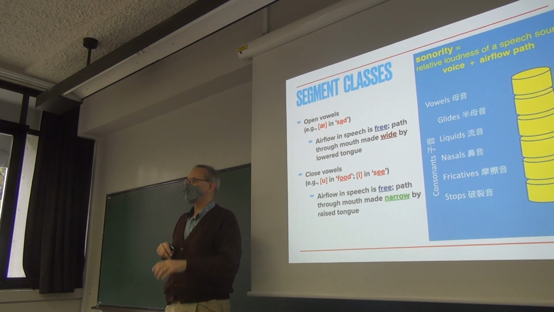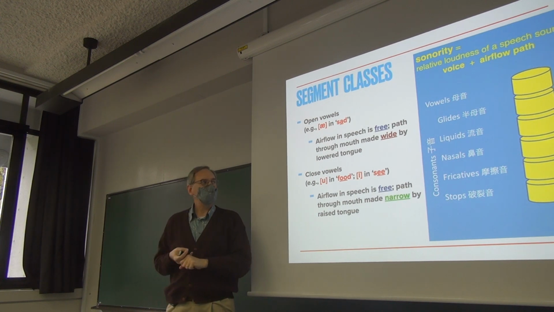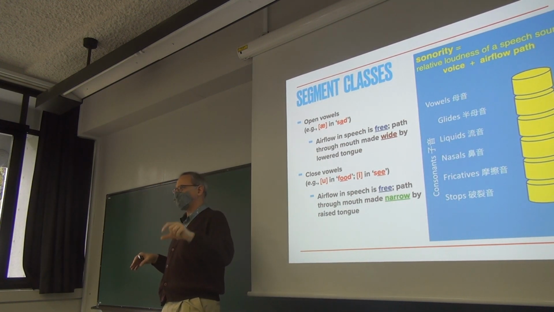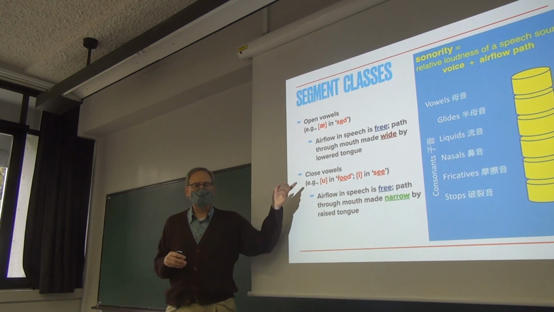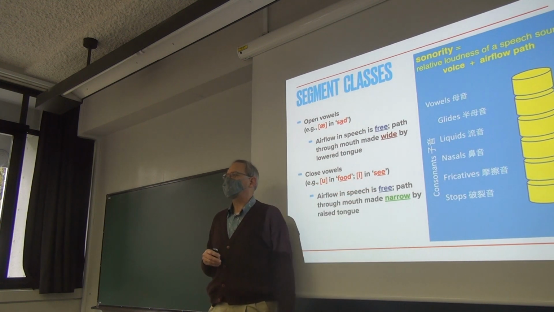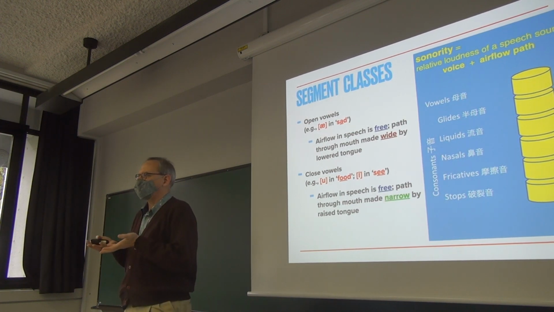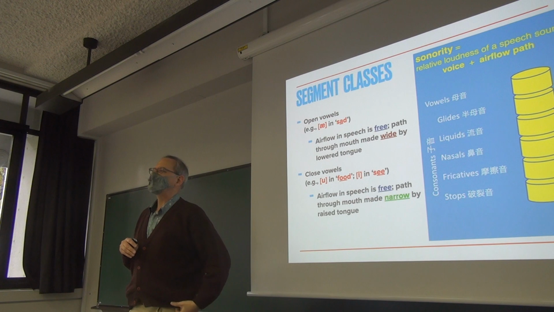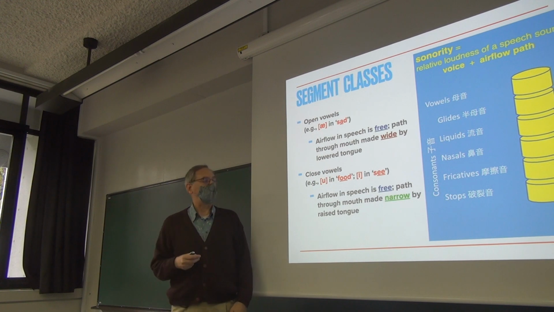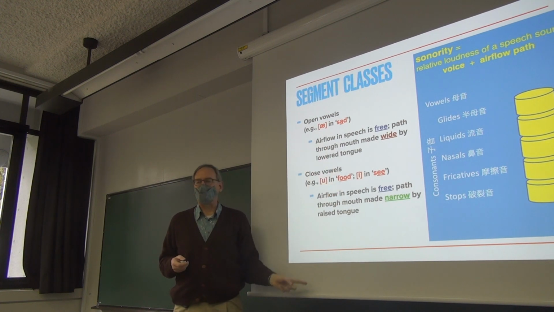So close vowels are produced, again, with free airflow through the mouth, but the airflow path is made narrow by raising the tongue near the top of the mouth. And close vowels would be like the oo in food, right? Or the e in see. If you say the word see, you can feel your tongue is close to the top of your mouth. See, me, compared to ah. And we'll be looking at these in great detail in a moment. So these are open vowels.